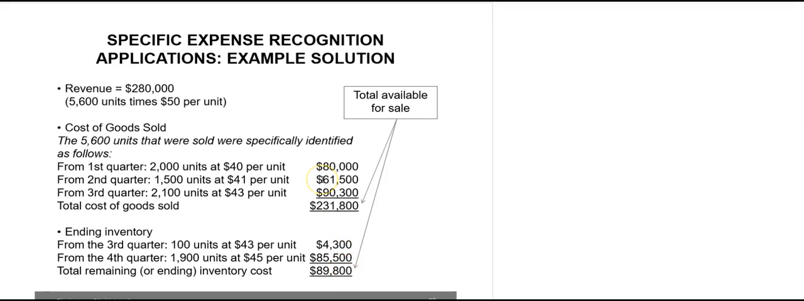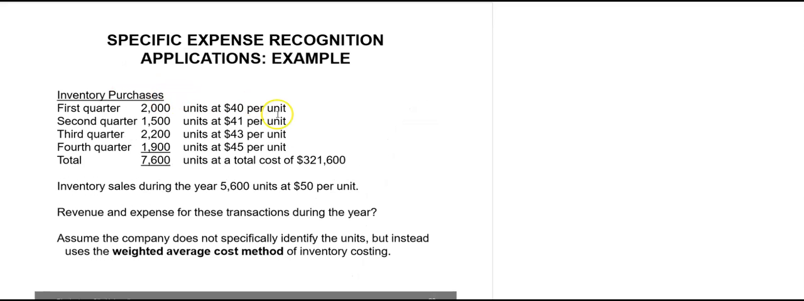During the period, the number of units available multiplied by their respective cost per unit, if we total that, that is including the cost of goods sold plus the ending inventory, we get the total available for sale, that is the goods available for sale during the year. The revenue for this period was 5,600 units at $50 per unit, that is $280,000.